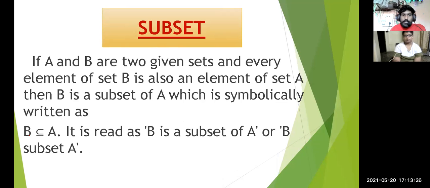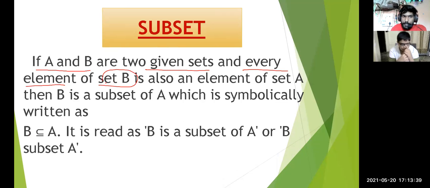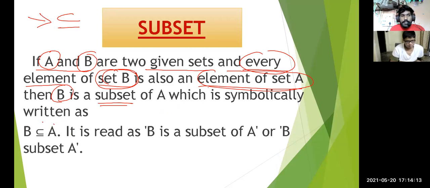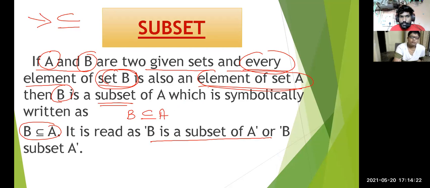Now let's understand the meaning of subset. Listen to the definition carefully. If A and B are two given sets and every element of set B is also an element of set A, then B is called a subset of A. The symbol for subset is this. Symbolically it is written as B is a subset of A.